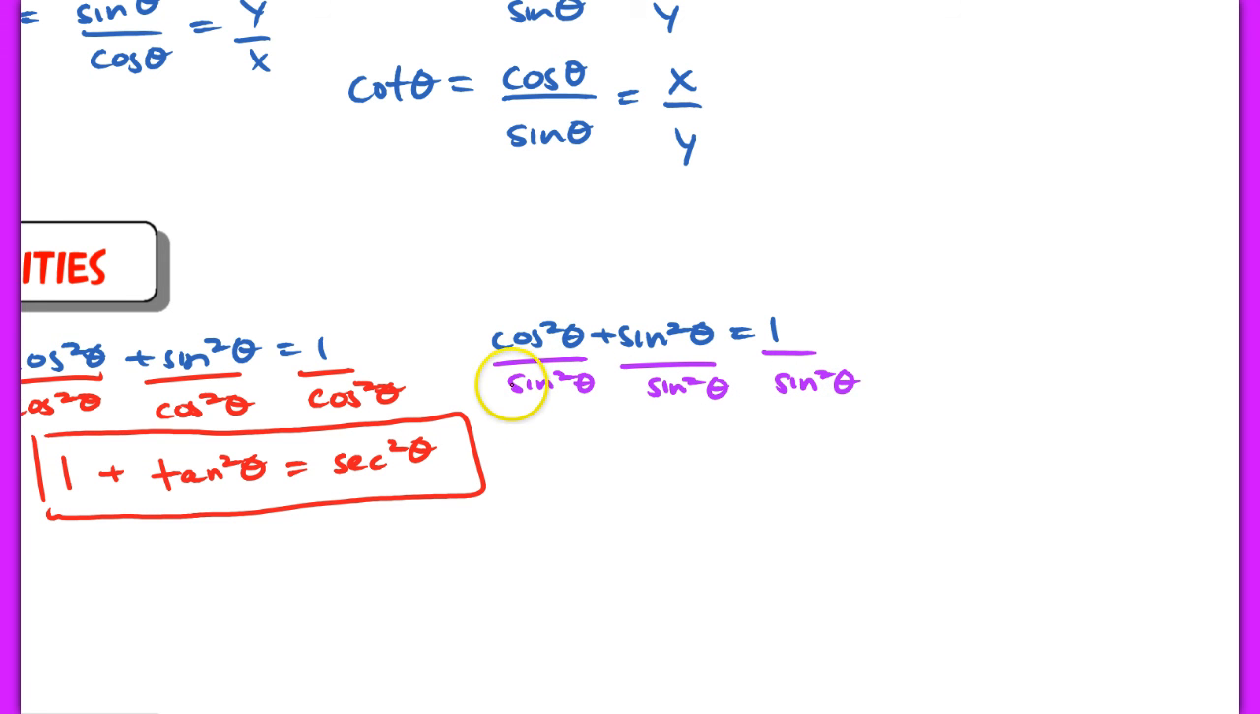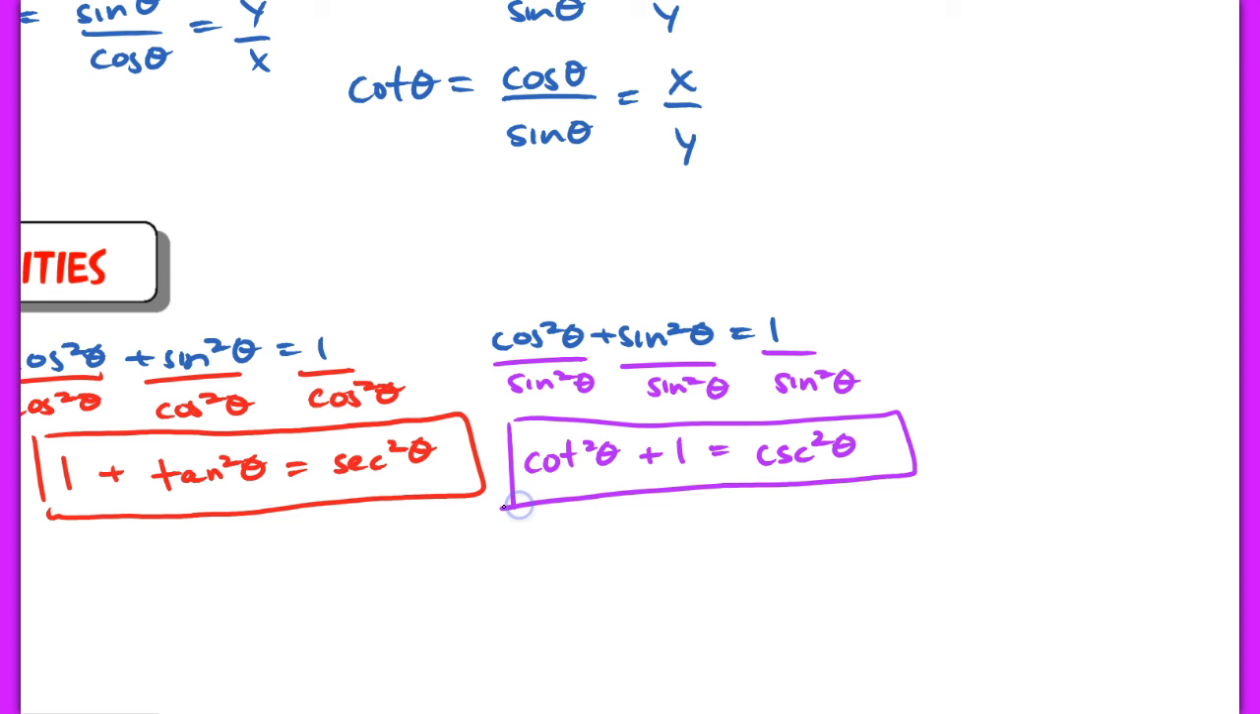And cosine squared theta over sine squared theta, well, that's just cotangent squared theta, right? Sine squared theta over sine squared theta is simply 1, so I have cotangent squared theta plus 1 equal to 1 over sine squared theta, which is just cosecant squared theta, okay? And this gives me my third Pythagorean identity.